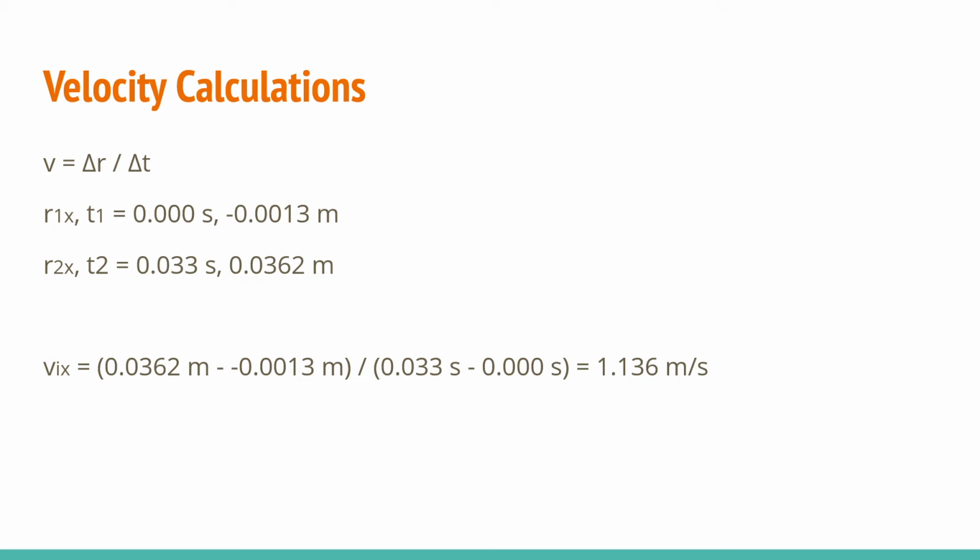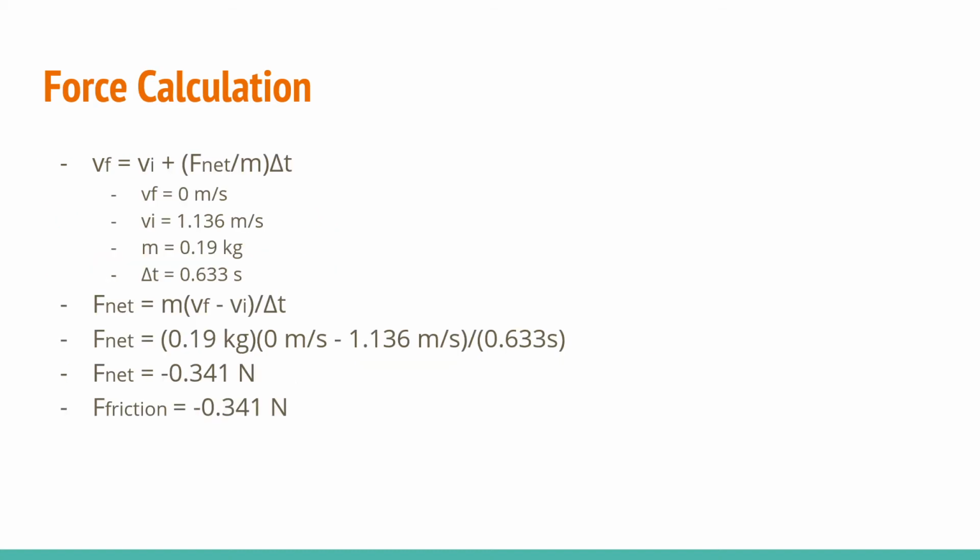So for this I use v equals delta r over delta t, and with our initial velocity calculations, we found the initial velocity to be 1.136 meters per second. For the force calculation, we use a final velocity of 0 meters per second, as that's when the power bank was at rest, and an initial velocity of 1.136 meters per second. The mass, as stated previously, was 0.19 kilograms, and the delta t was 0.633 seconds. This gave us a net force of negative 0.341 newtons, which meant our force of friction was negative 0.341 newtons.